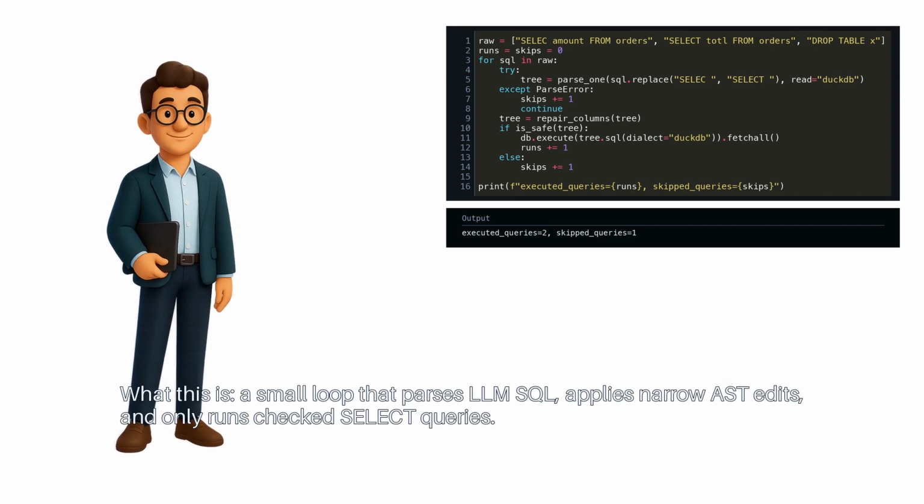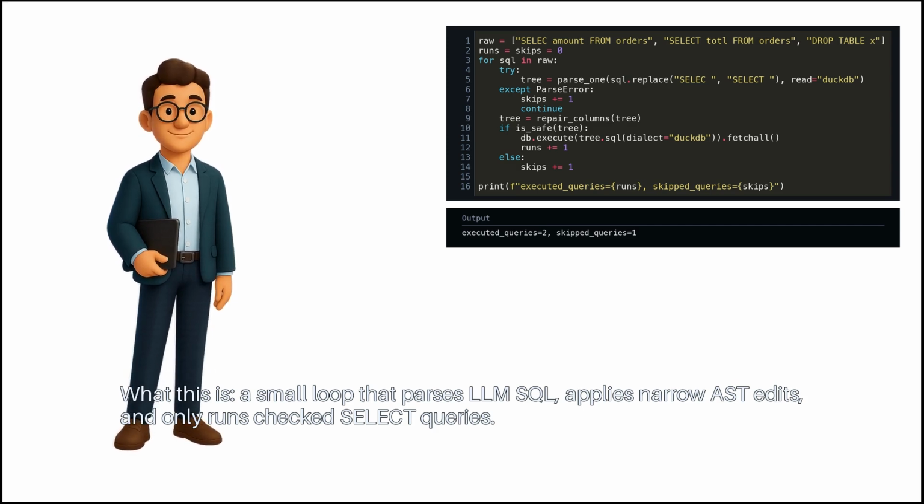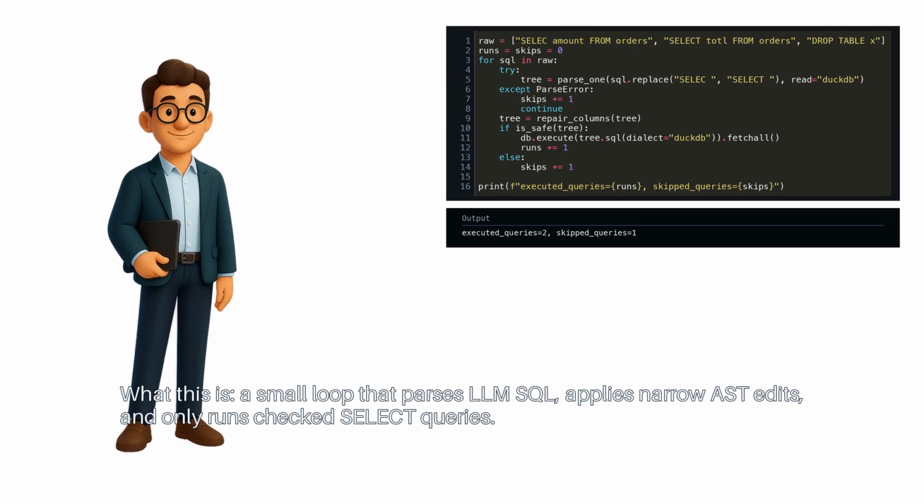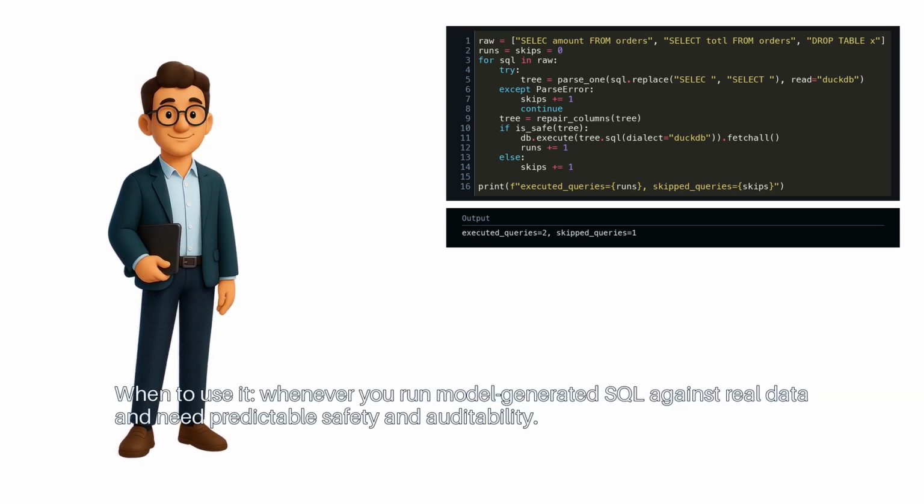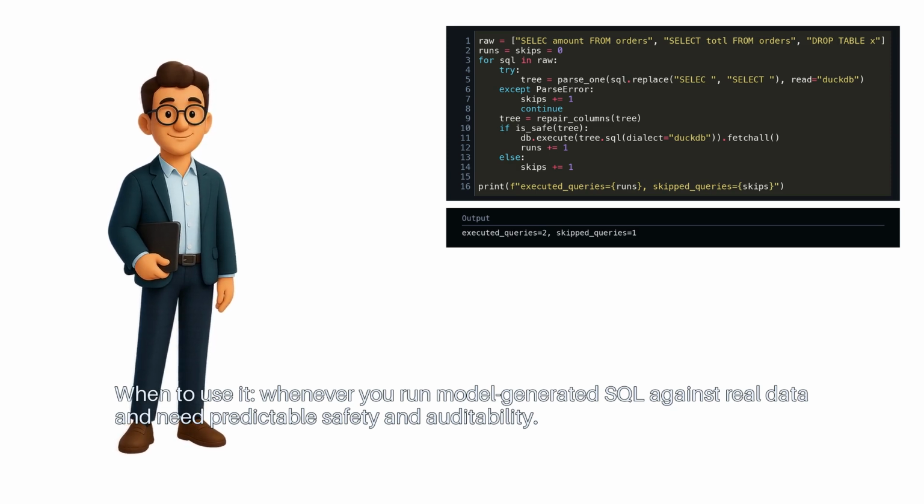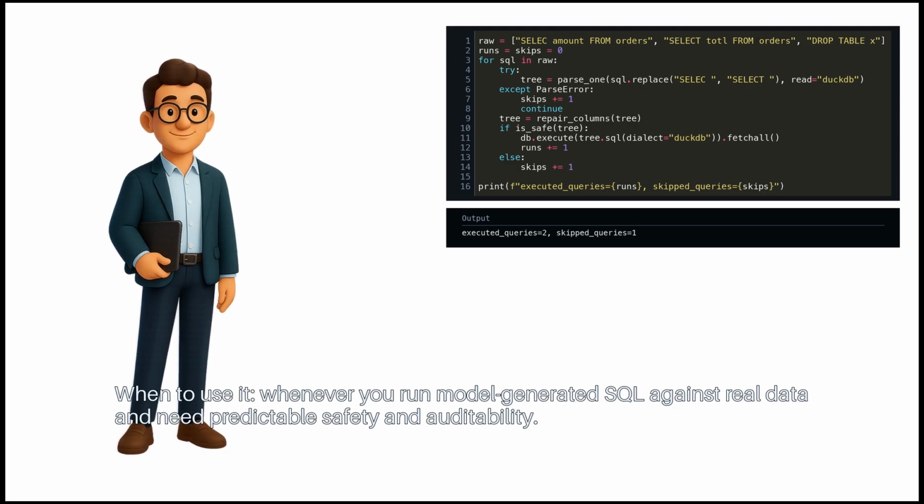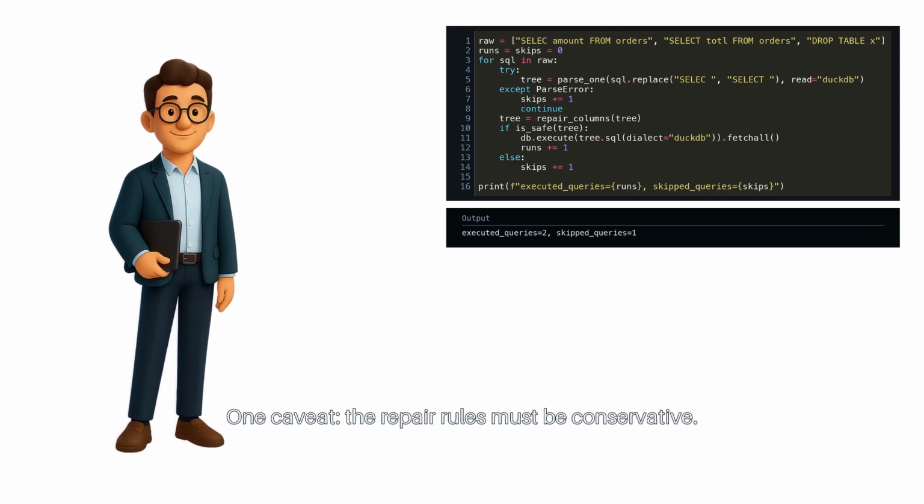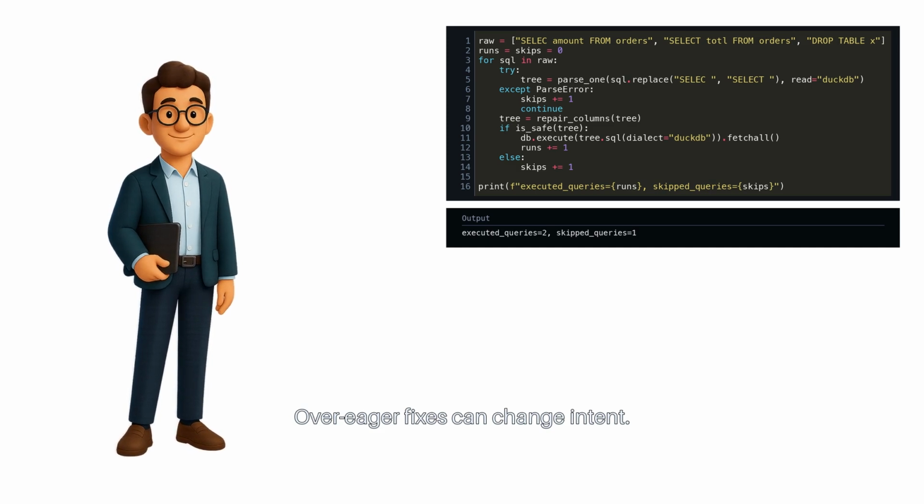What this is: a small loop that parses LLM SQL, applies narrow AST edits, and only runs checked select queries. When to use it: whenever you run model-generated SQL against real data and need predictable safety and auditability. One caveat: the repair rules must be conservative. Over-eager fixes can change intent.